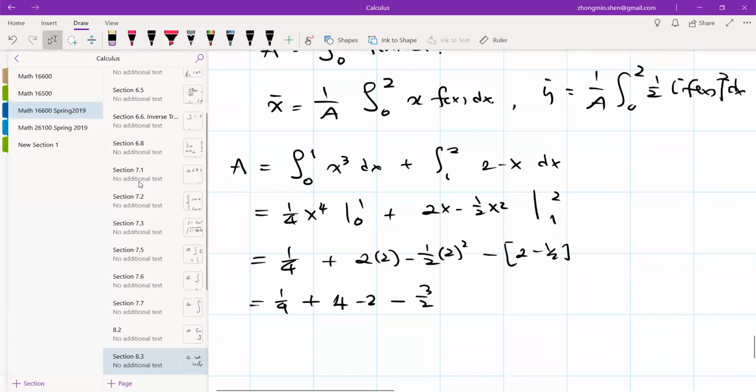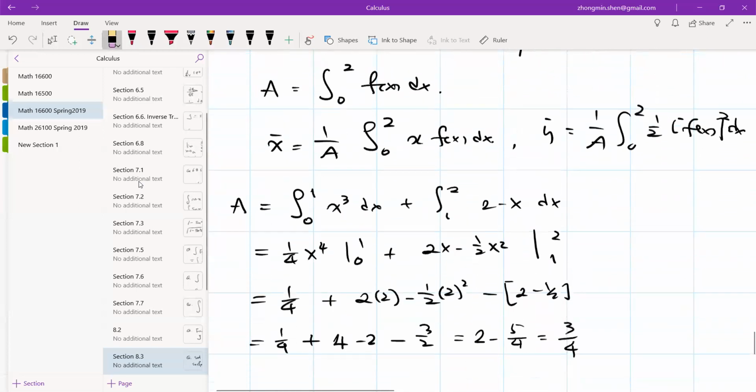So let's continue to combine them. I'm going to get 2. Fractions. This is going to be 4 and 6. Okay, finally I got this. I hope it's right. So this is the area of that region.